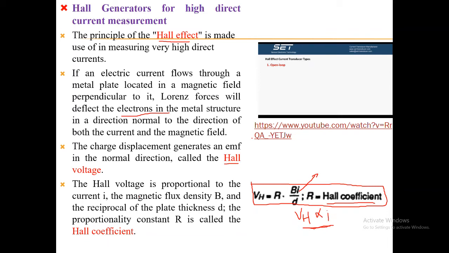The advantages of the open loop Hall effect current transducer are simple circuit, low cost, high energy efficiency, wide sensing range, low power consumption. The disadvantages are poor accuracy, poor linearity, slow response speed, large temperature drift.